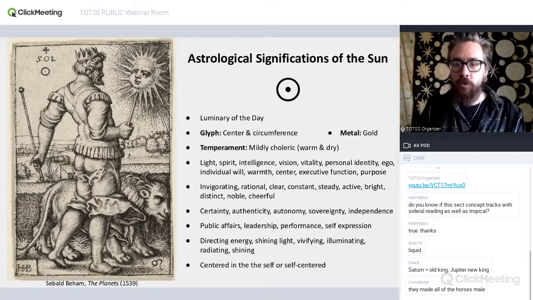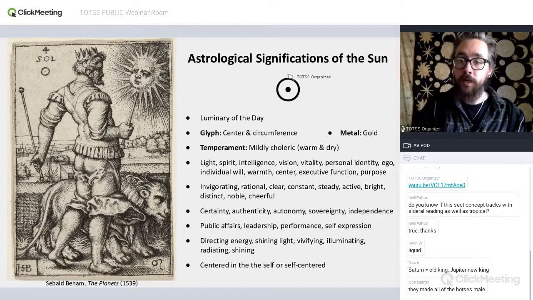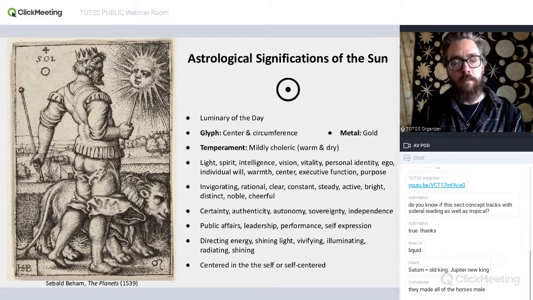All right, now let's look at the astrological significations of the sun. In a way, the sun is the simplest of the planets. To understand the others gets a little more complex. So the sun is the luminary of the day, and his glyph, that you can see there, shows a center and a circumference. The sun's metal is gold, for its reflective qualities.